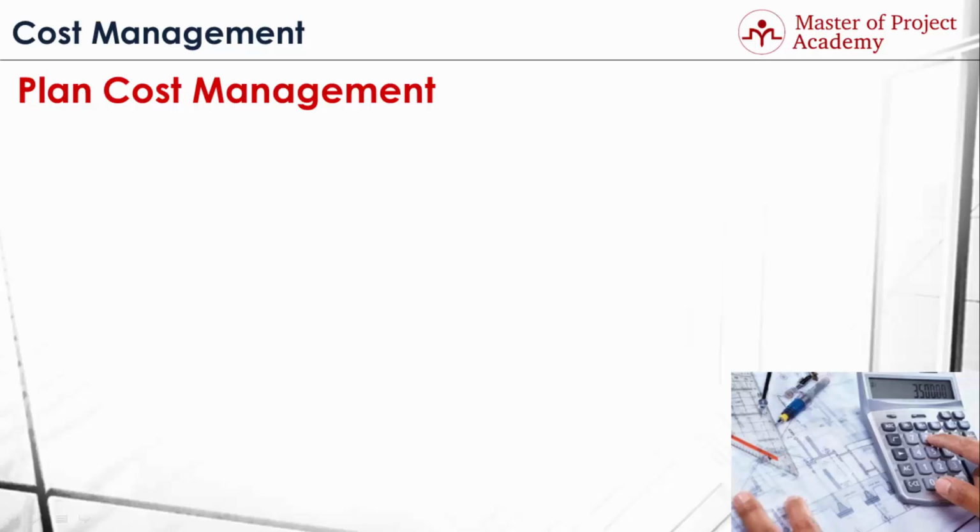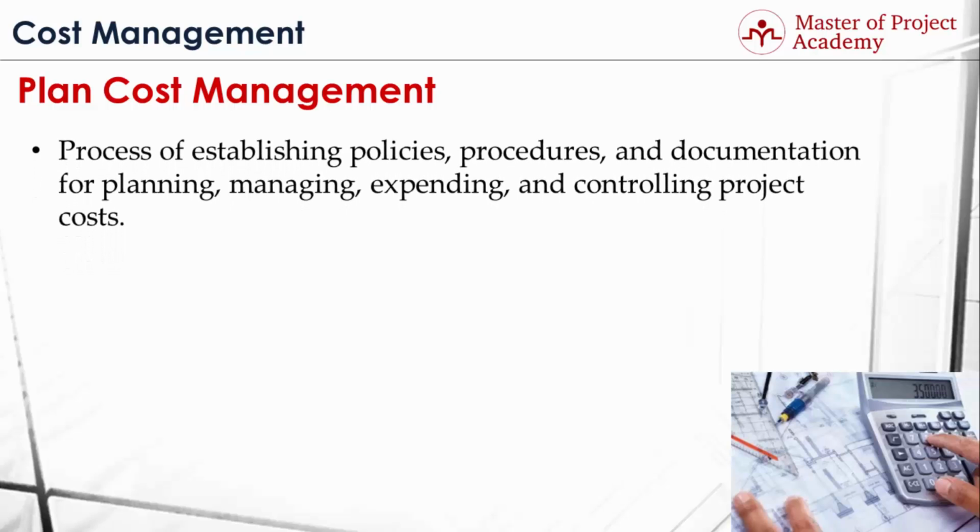Plan Cost Management Process. Plan Cost Management Process is the first process of Cost Management Knowledge Area. Plan Cost Management is the process of establishing policies, procedures, and documentation for planning, managing, expending, and controlling project costs. There will be several project resources in a project. Several and different type of materials will be needed. Also, there might be tool and equipment necessity as well. Plan Cost Management Process aims to plan, manage, and control of these expenses in a project.